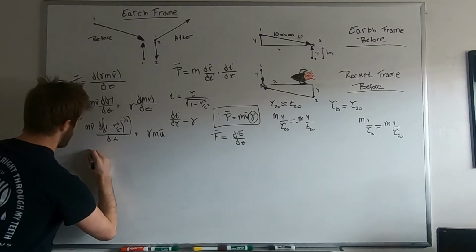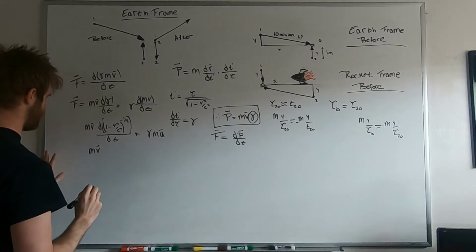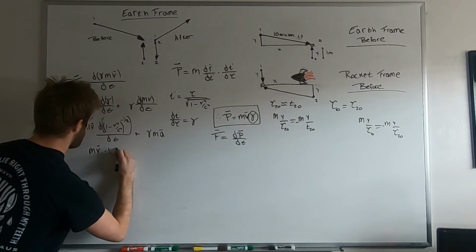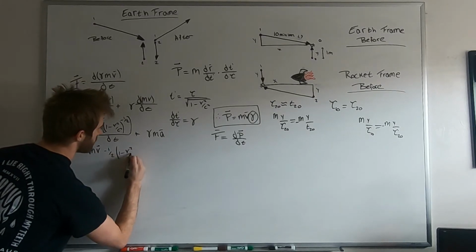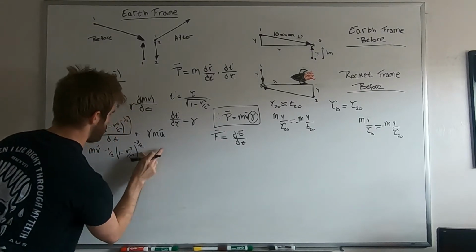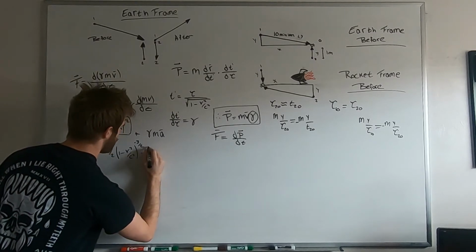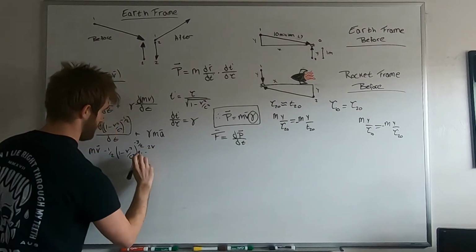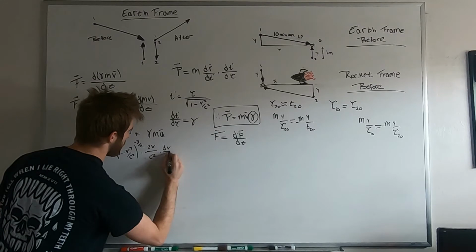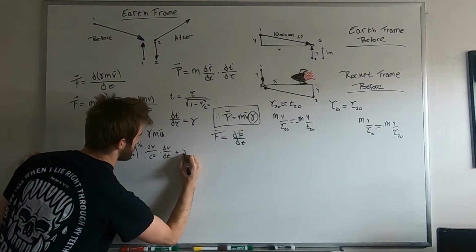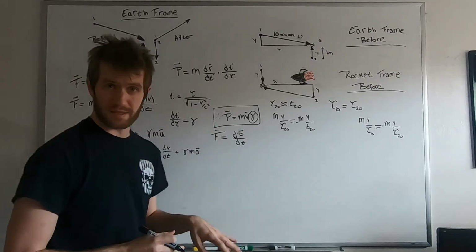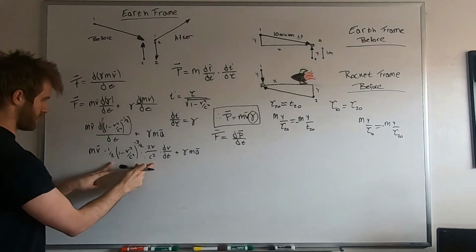Now, let's bring this down, use the chain rule, and then start working this through. So we're going to have mv vector, where we have our negative 1/2 times 1 minus v squared over c squared to the negative 3/2, times 2v minus 2v over c squared times dv over dt, plus gamma ma. All right, this looks a little bit messy, but we will clean it up.